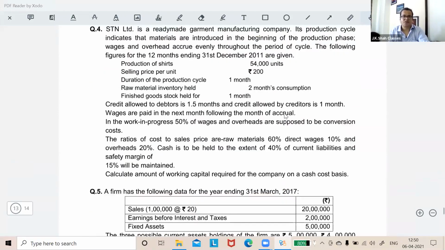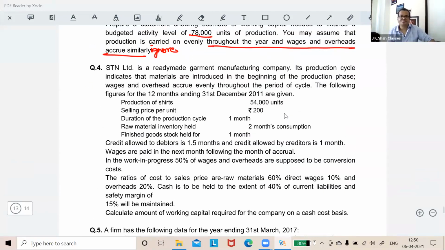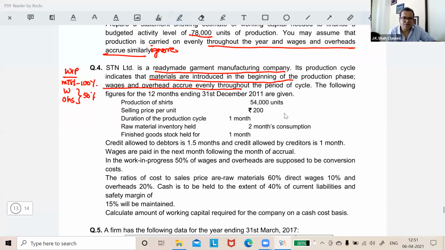Let's talk about question number 4. It's a ready-made garment manufacturing company. Its production cycle indicates what? Materials are introduced in the beginning, and wages and overhead accrue evenly throughout. So what are they indicating? I think they are indicating WIP. Material is 100%, and wages and overheads both should be 50%.